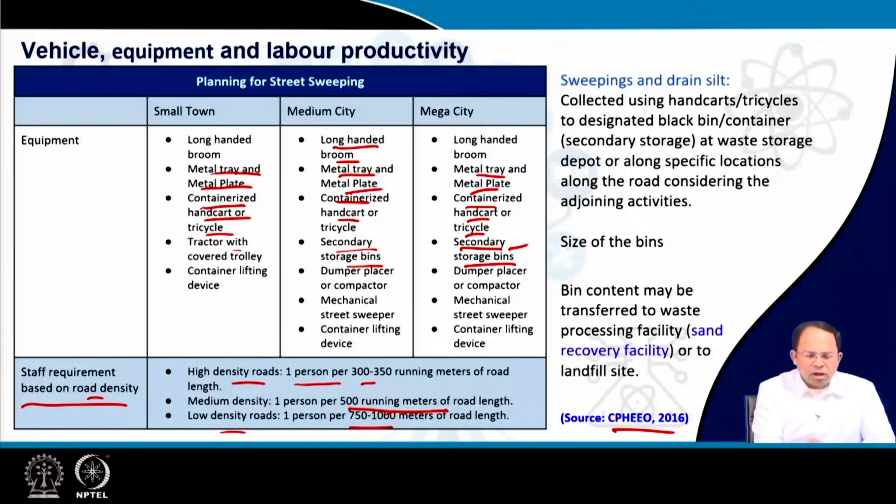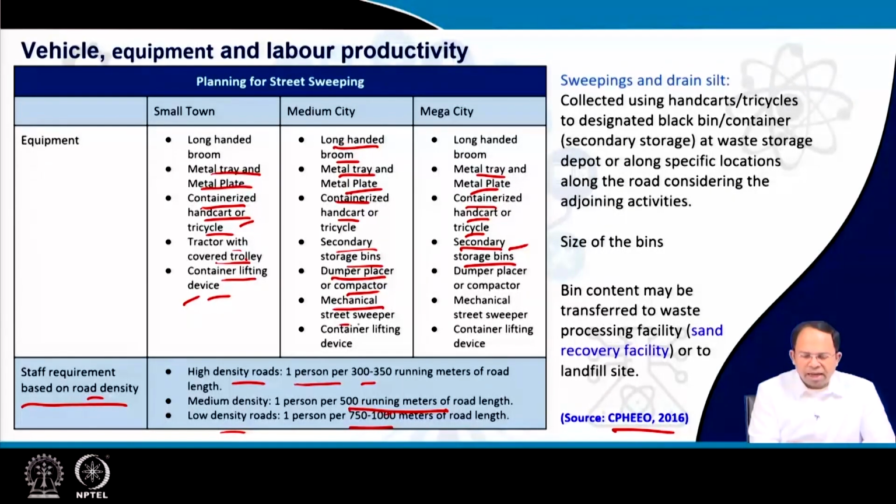Then a tractor with a covered trolley can directly take the contents of the handcart to the landfill site, or it could be a container lifting device as well. So any one kind of vehicle could be there. In the case of a medium-sized city, we can have similar kinds of vehicles for carrying these larger bins to the final processing, either the compost plant, the landfill site, or any other kind of treatment site.